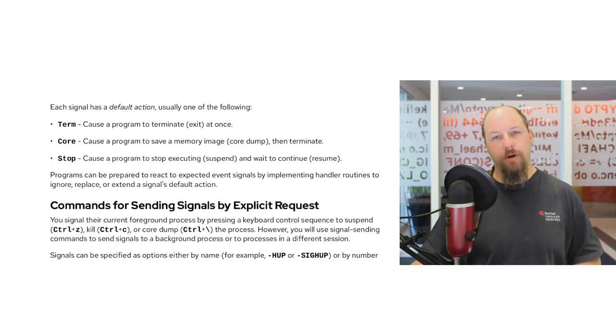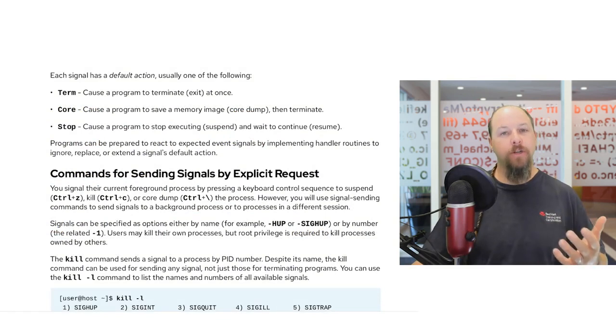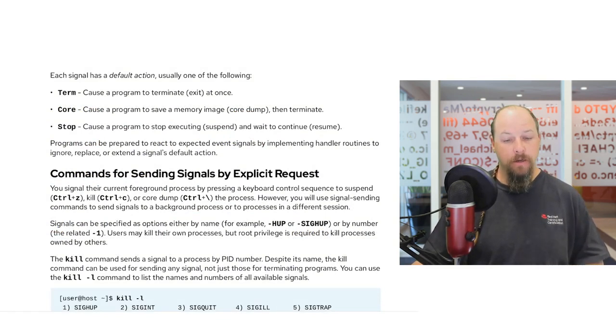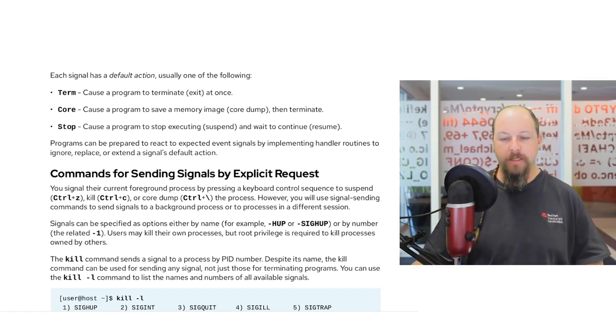As we become familiar with these signals, we understand that they each have a default action. The term signal will cause a program to terminate or exit immediately. The stop can cause a program to stop executing or suspend its work until later resumed. Understanding the appropriate usage and differences between these signals will be necessary as you work to manage and properly administrate your environments.